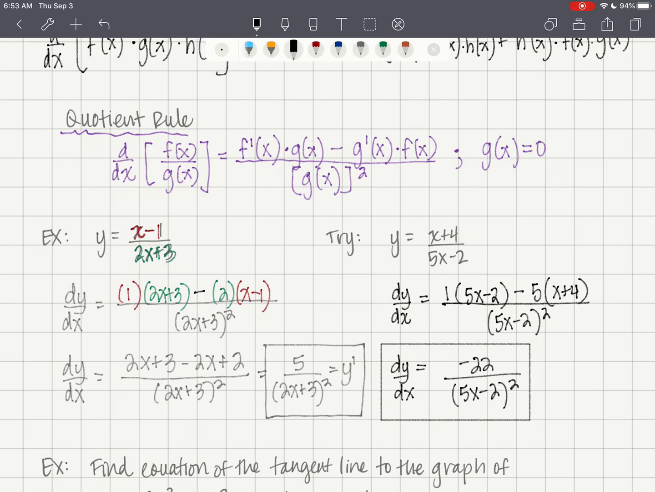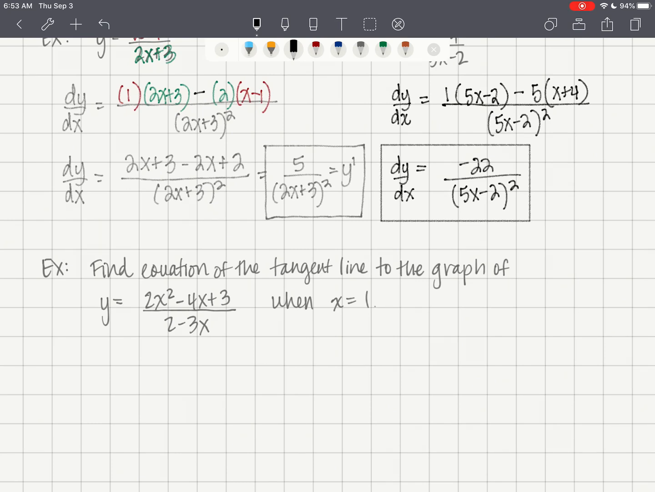Okay. So now we're going to find the equation of the tangent line to the graph of y equals (2x squared minus 4x plus 3) all over (2 minus 3x) when x equals 1. So what is it that they want us to do? They want us to find the equation of the tangent line. So to find an equation, we need a point and a slope. Correct? Okay, we've got one value of the point. One value of the point is coming from x equals 1. So I'm going to have x equals 1 comma something.